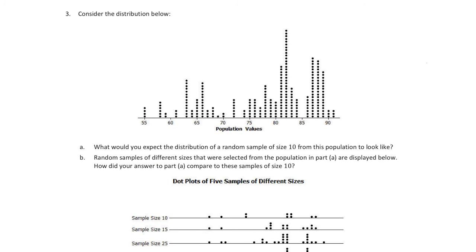Number 3, consider the distribution below. Here are some population values. What would you expect the distribution of a random sample of size 10 from this population to look like? Well, the samples will probably have at least 1 or 2 elements between 80 and 90 and might go as low as 60. But the samples will vary a lot, so it's very hard to tell.